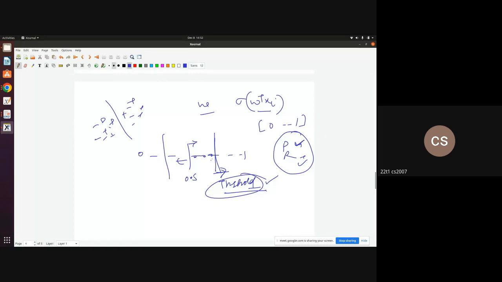What is accuracy? The number of points correctly predicted divided by total points, into 100, right? Correctly predicted divided by total data points. That's your accuracy. And what is error here? Error here is the number of points that I misclassified.